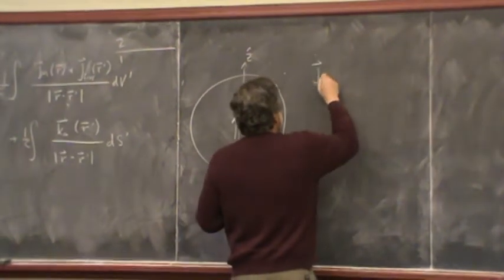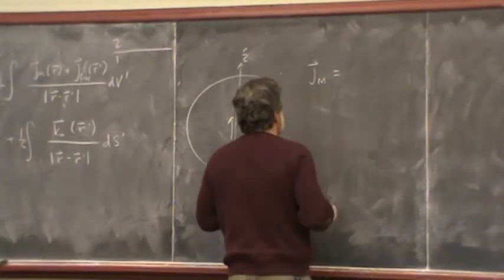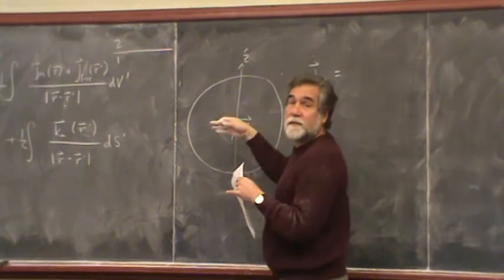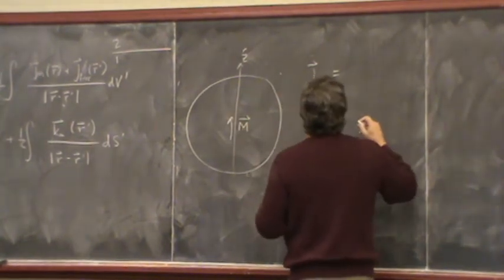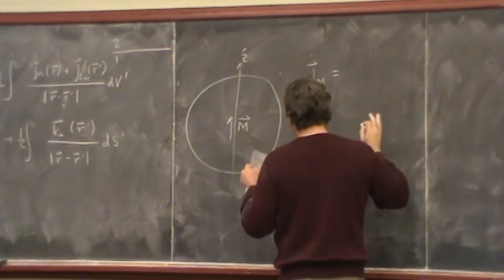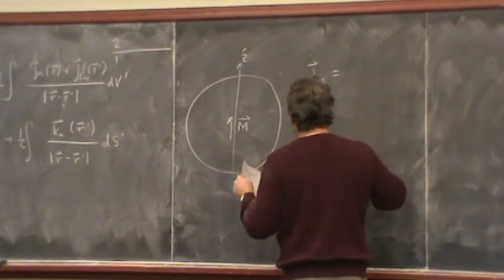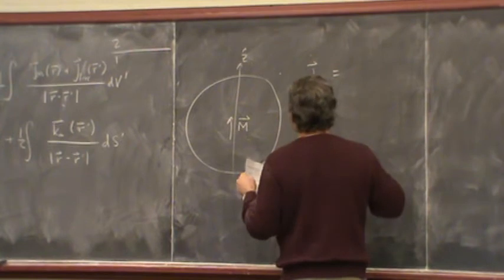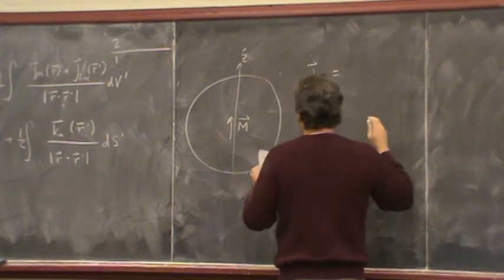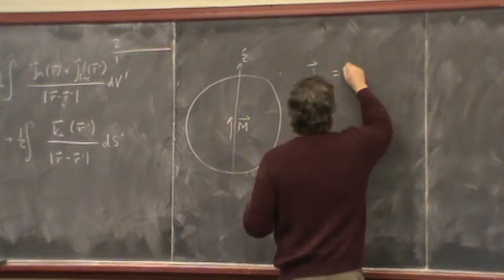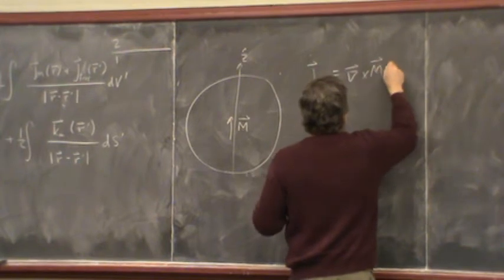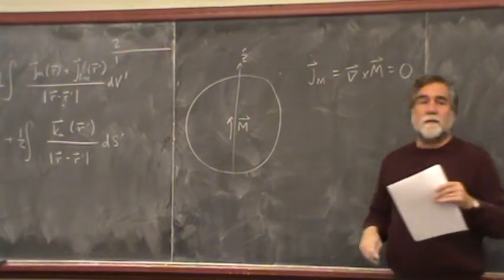And so in the material, the magnetization that could give rise to a bound current, which we could calculate the magnetic field from, is 0, because inside the magnetization is constant.